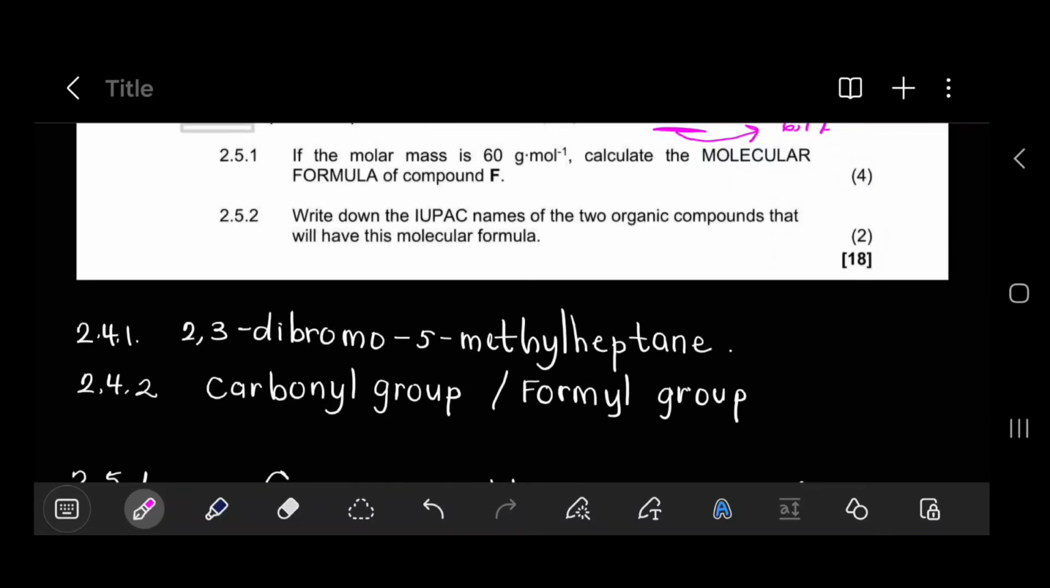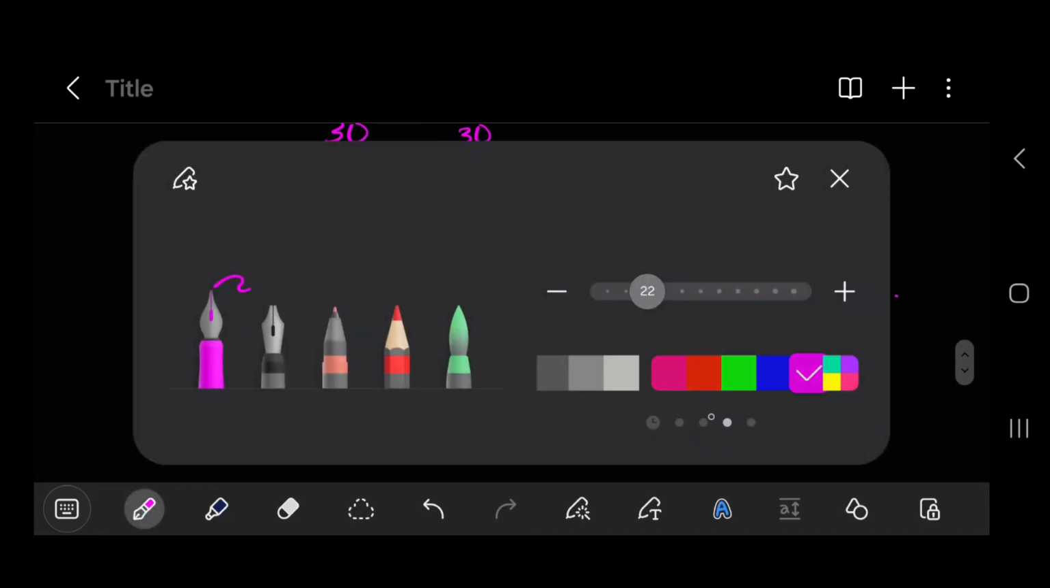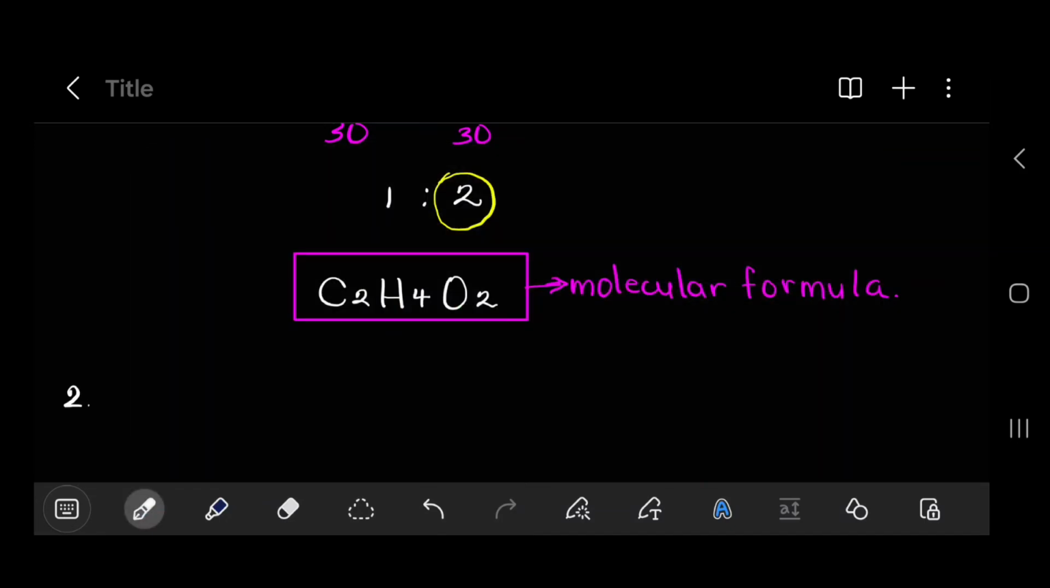(2.5.2) says, write down the IUPAC names of 2 organic compounds that will have this molecular formula. So 2 organic compounds that are going to have this molecular formula. To understand exactly which 2 compounds have this molecular formula, if we pay careful attention to the formula that we ended up with, we notice that we have O2. This particular compound has 2 oxygens in it and 2 carbons in it. So we can think of a carboxylic acid because carboxylic acids have 2 oxygens. And a carboxylic acid with 2 carbons would be called ethanoic acid.